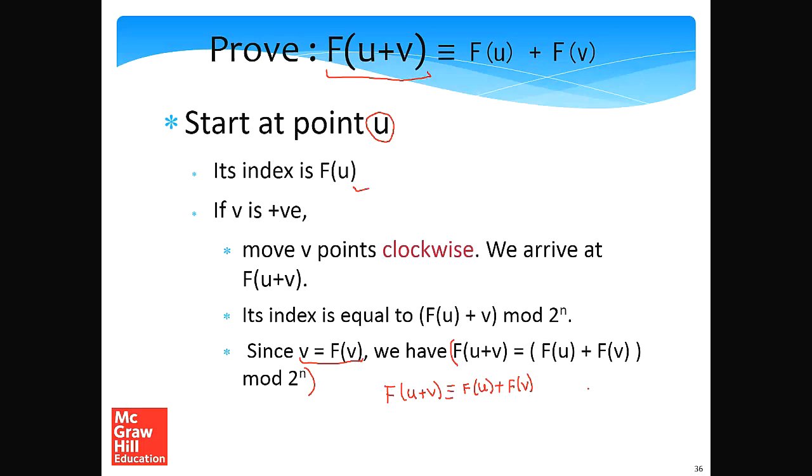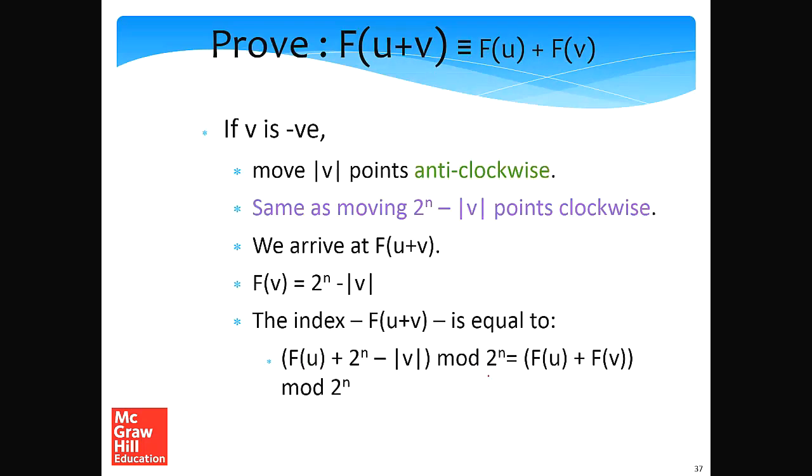Let me give an example to explain this point. Let's assume we want to add 2 plus 3 in binary. The representation of this would be 0010 plus 0011. So we can say that f of 5, which is 2 plus 3, is equal to f2 plus f3, which is equal to 0010 in binary plus 0011, which is 0101.